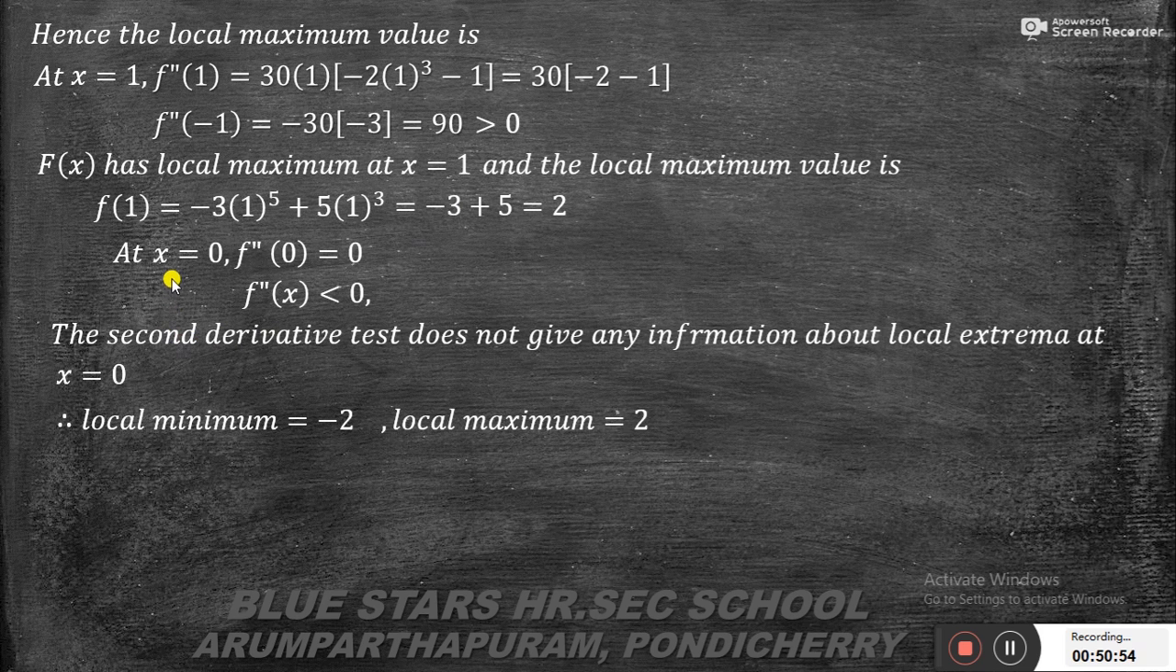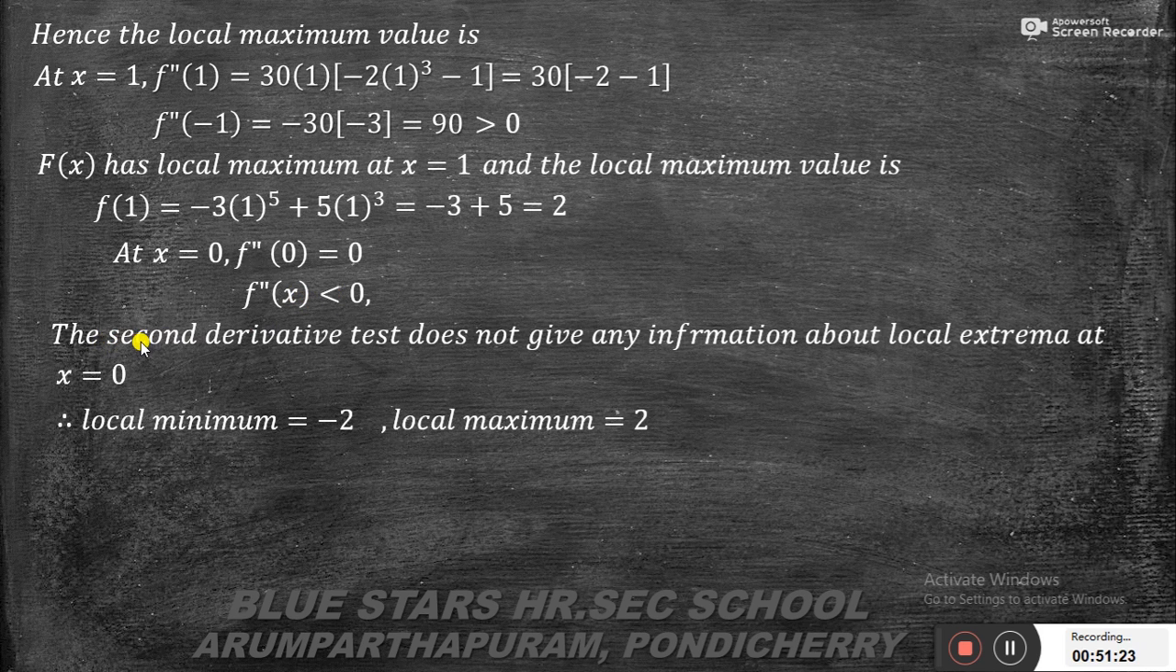So again, the third point is x equal to 0. I substitute in the f double dash: minus 60 into 0 is 0, plus the second term 30 into x, which is 0. So 0 plus 0 is 0. Our answer is 0, that means f double dash of 0 equal to 0.